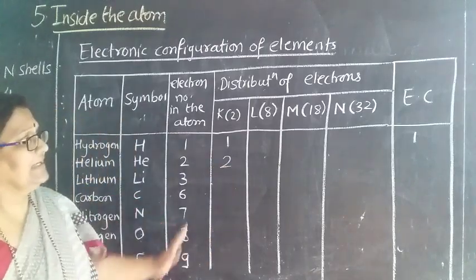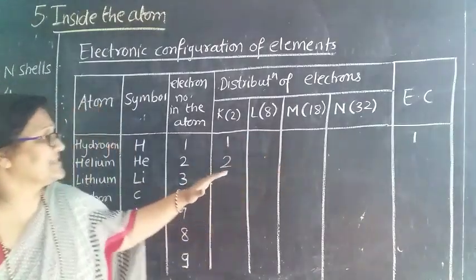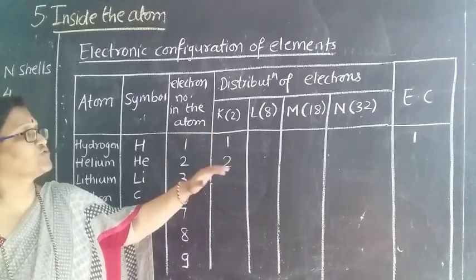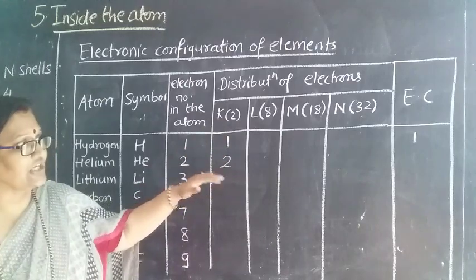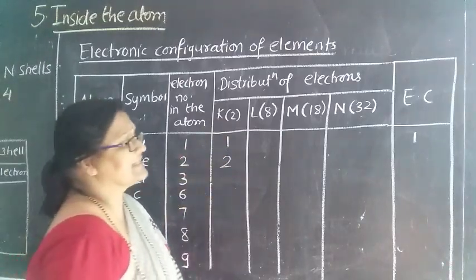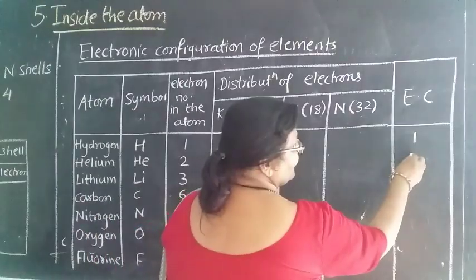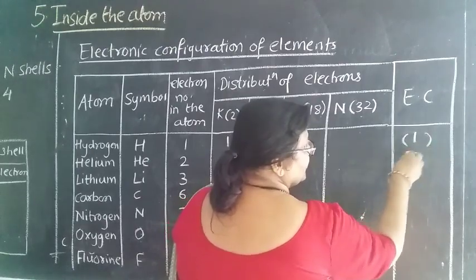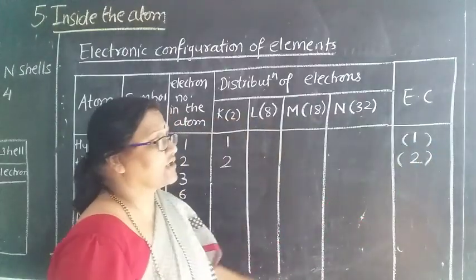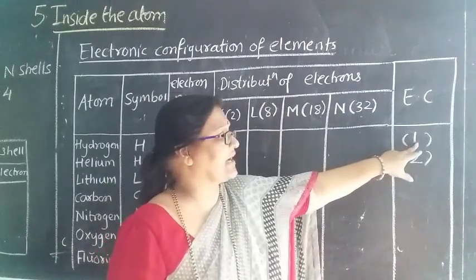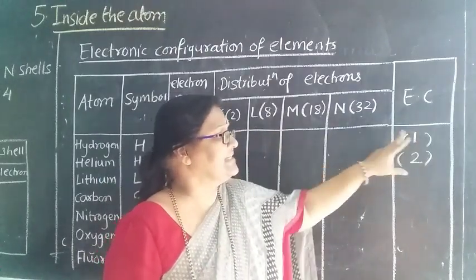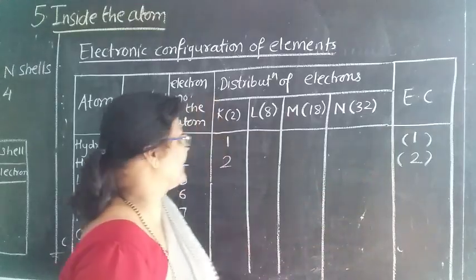Now, the remaining shells are all empty because the capacity of K is 2 electrons and we have filled these 2 electrons in the K shell. What will be the electronic configuration? The electronic configuration will be 2. Whatever the number of electrons there are, we have to write them for the particular shells and enclose them in brackets.